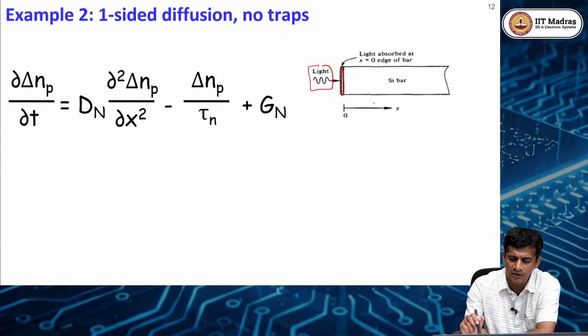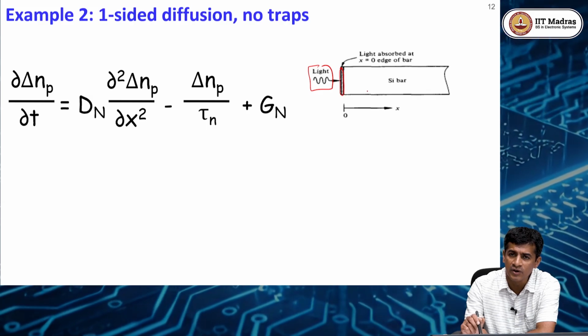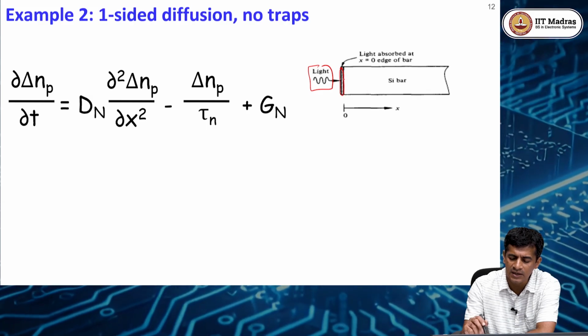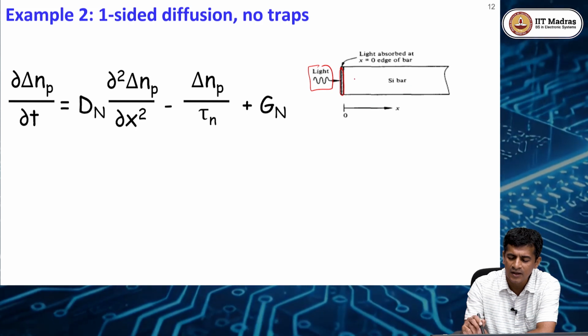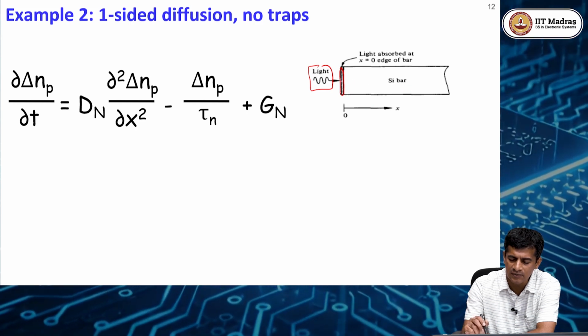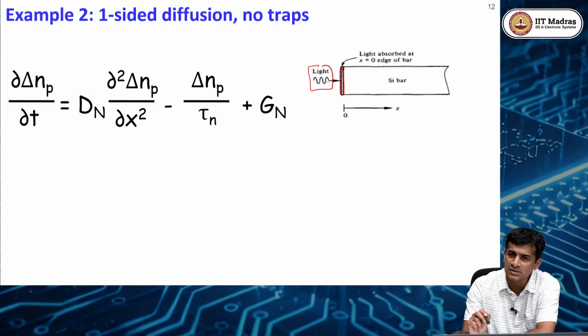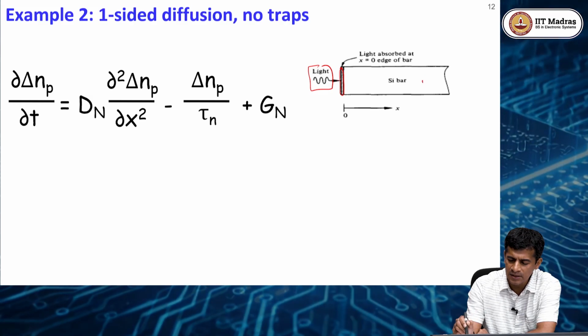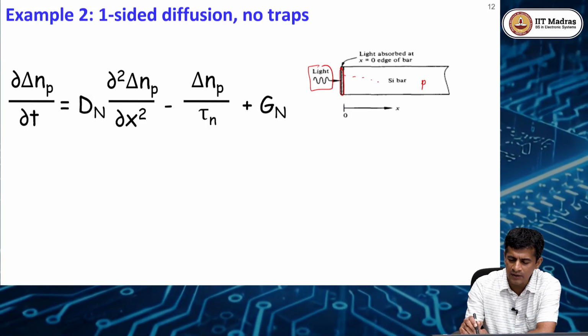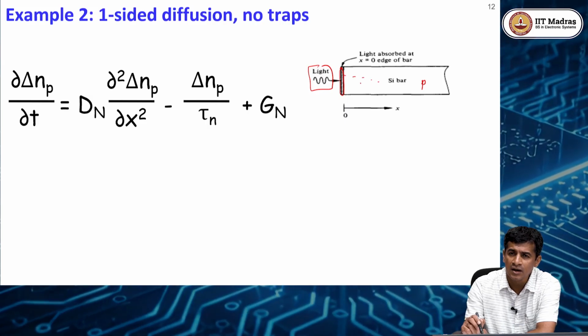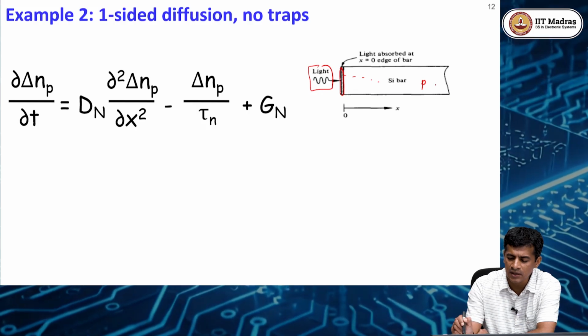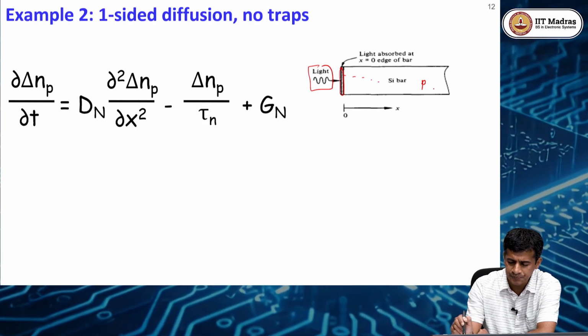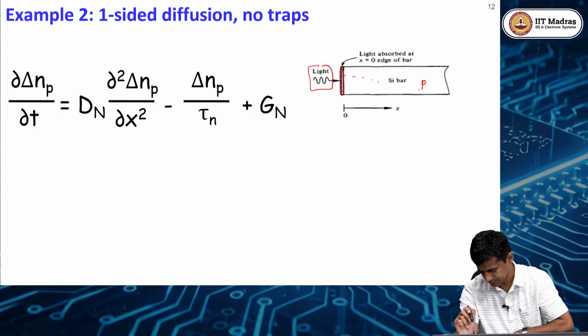There is no electric field, because this is still uniformly doped. But you can see there is a concentration gradient here. The concentration gradient of the electron hole pairs here is still under low level of injection, and this is a p-type material. So these electrons will try to diffuse because there is a large concentration gradient.